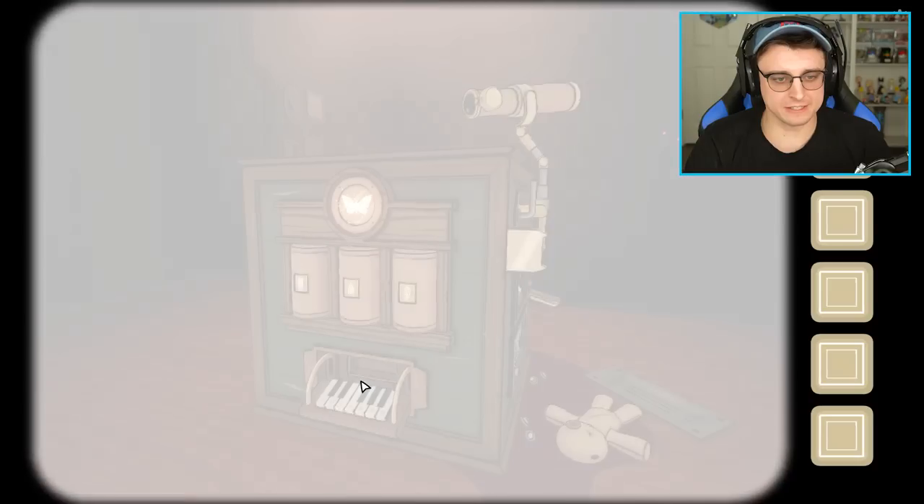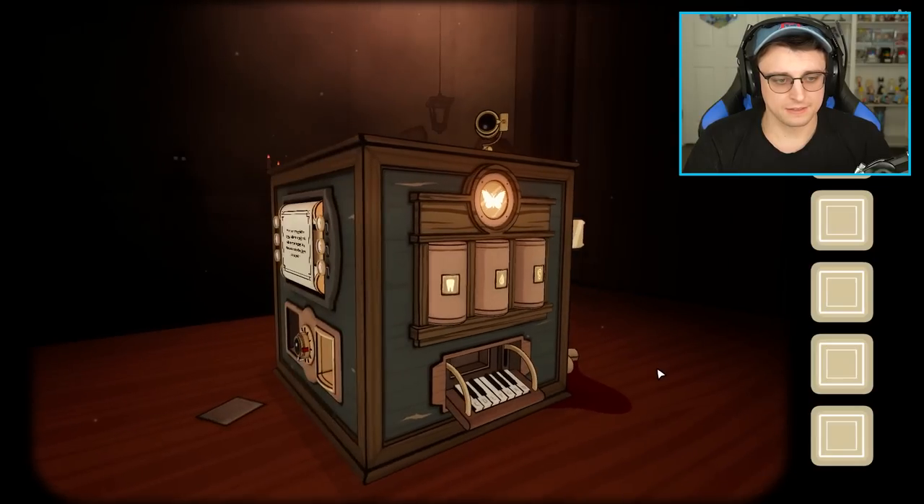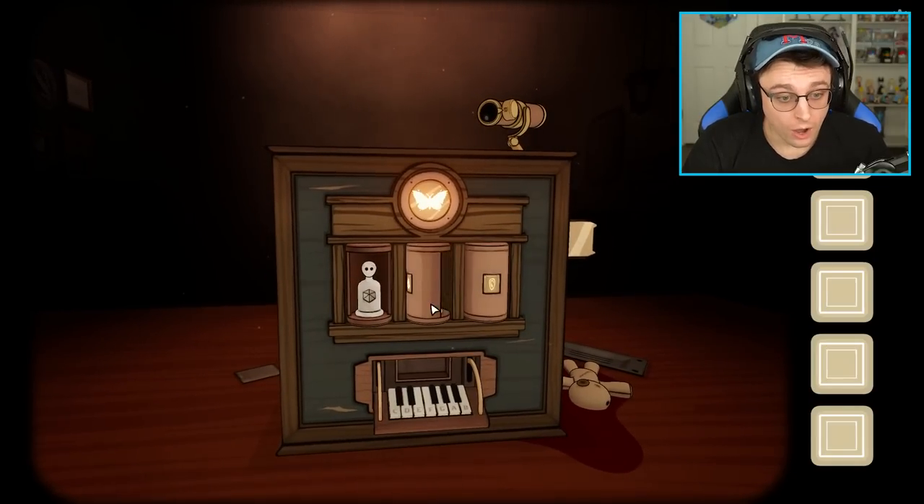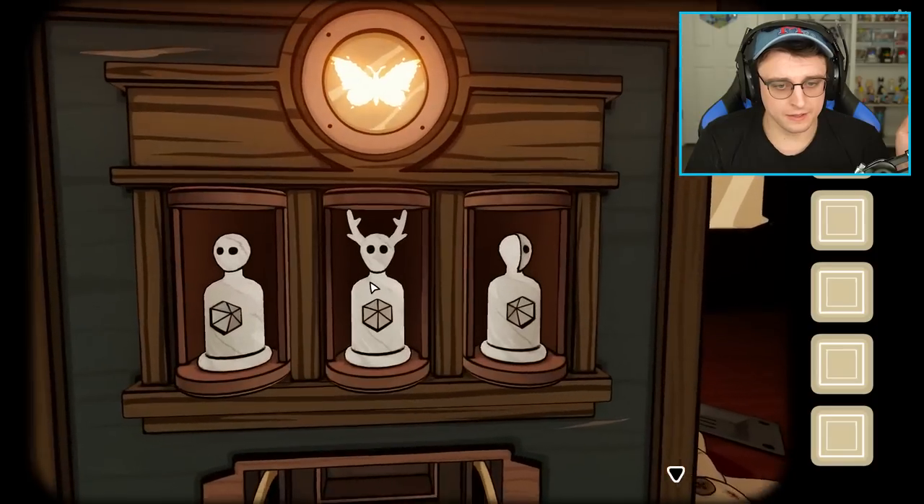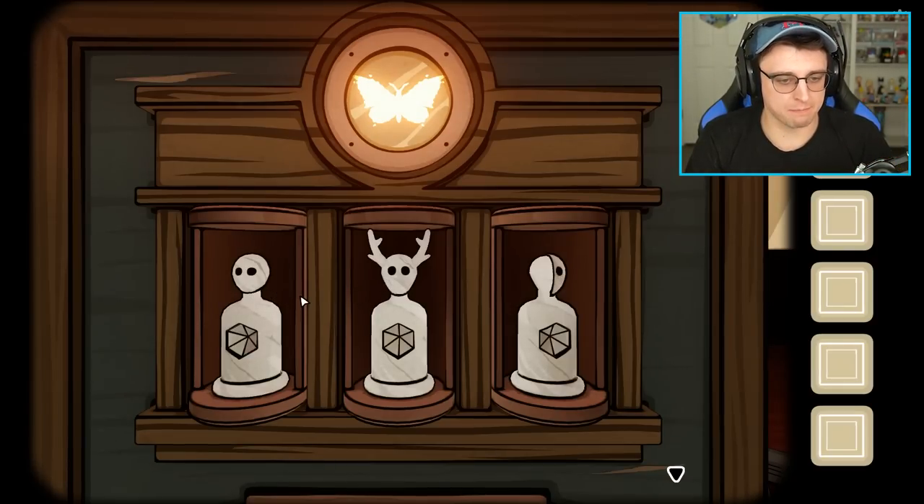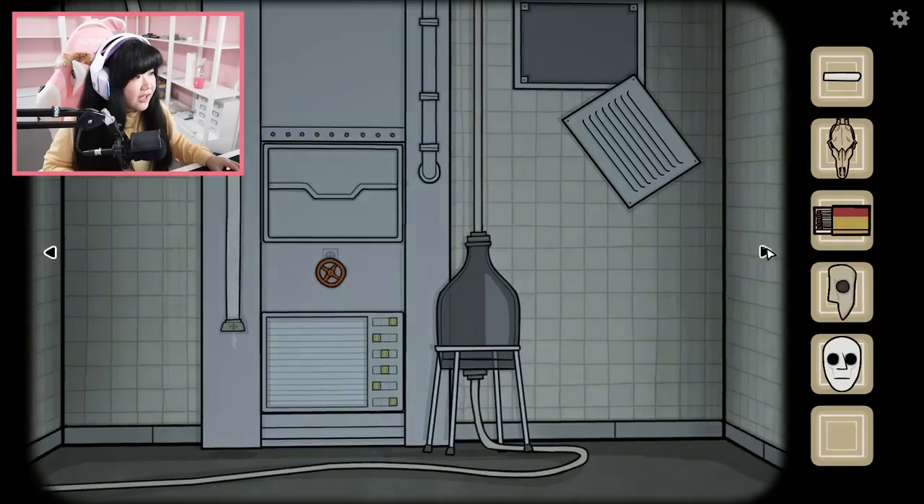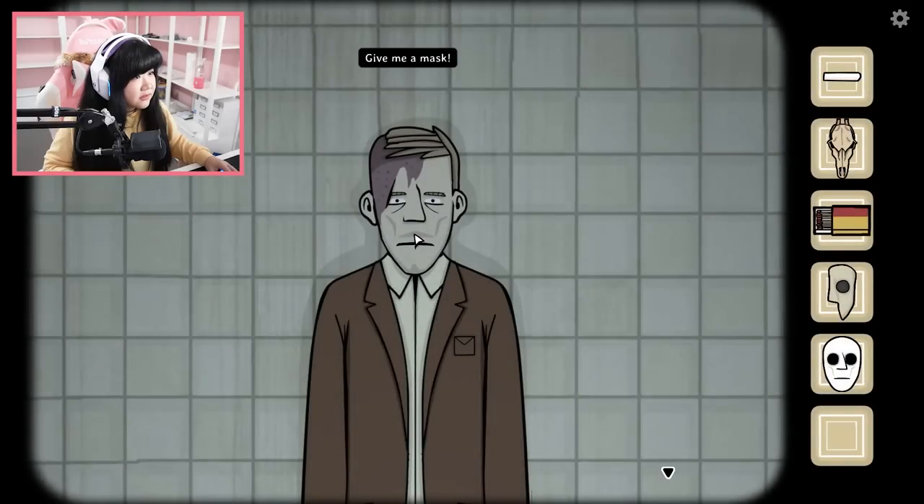It's shaking. Everything's really glowing. Especially the butterfly. Actually, only the butterfly. Oh, I got three little busts. One looks like a half face, so like a half mask. One looks like they have antlers, and then the other is like a bald dude. Yeah. Okay. So I need gems underneath them.